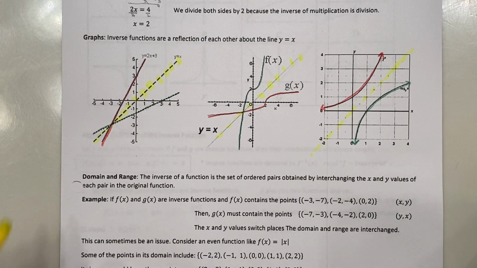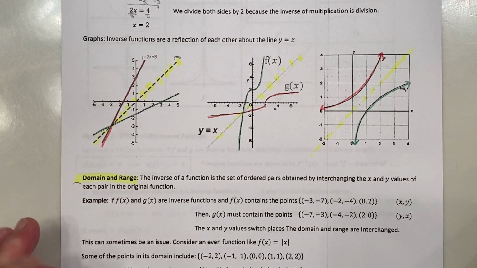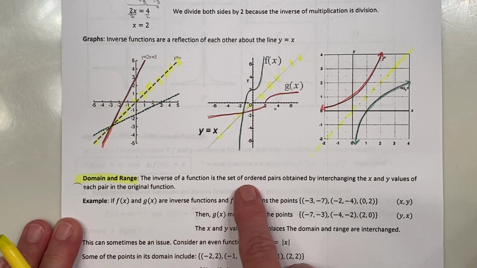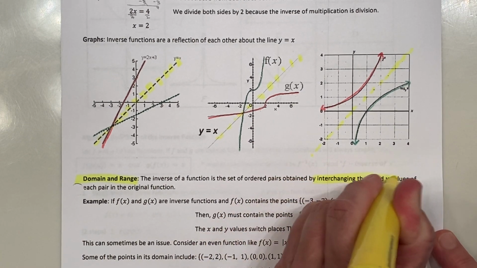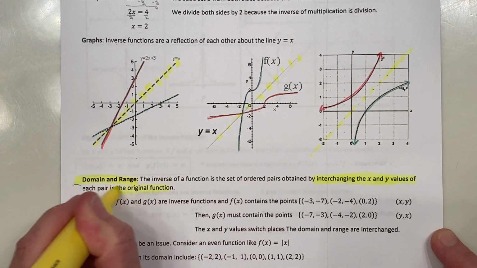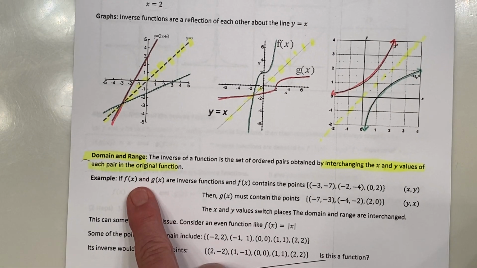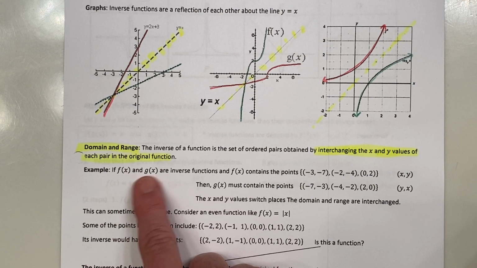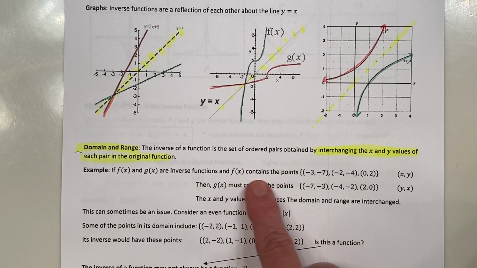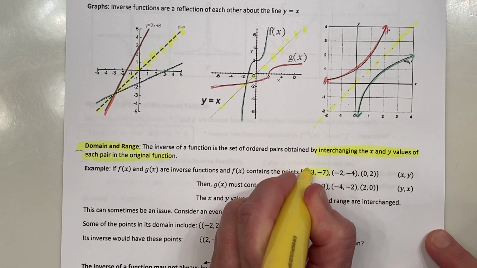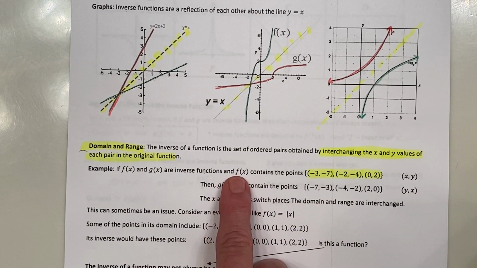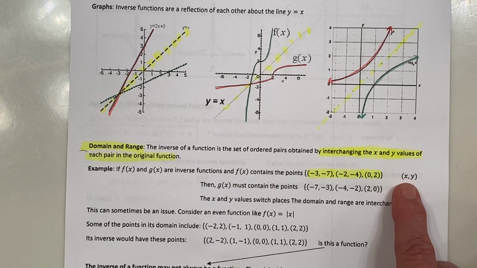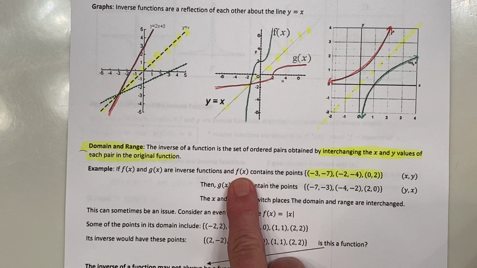So the domain and range, there's something interesting that happens with inverse functions. The inverse of a function is the set of ordered pairs obtained by interchanging or switching the x and y values of each pair in the original function. So here's an example. If f of x is an equation and g of x is an equation, and they're both functions and they're inverses, let's say that f of x contains these ordered pairs: -3, -7; -2, -4; and 0, 2. Let's say that those 3 points are on f of x. We'll say that those are the x and y coordinates on f of x.